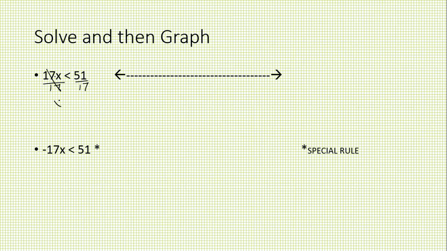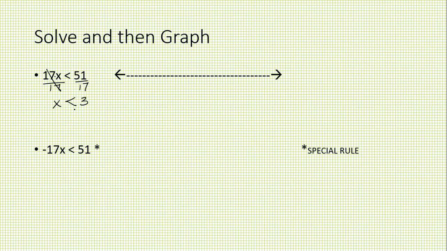That reduces, I get x, keep the less than sign. 51 divided by 17 is 3. So the answer is x is less than 3. Now I want you to graph the solution so we can understand what this means.